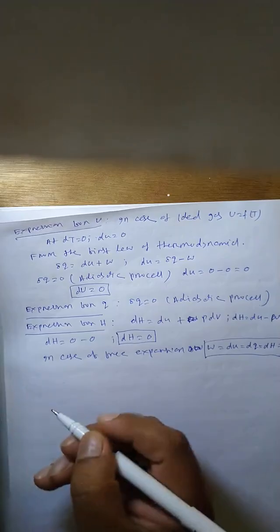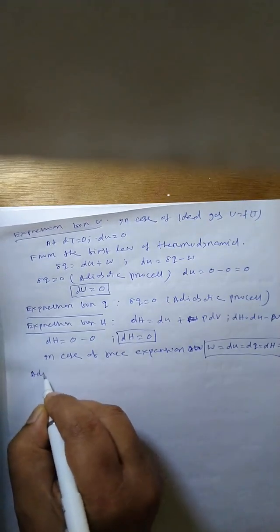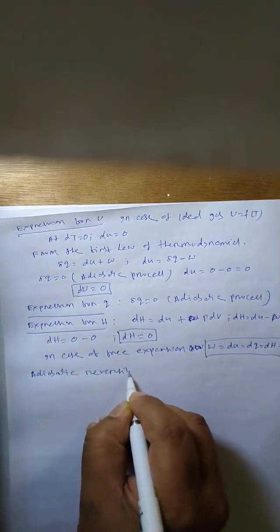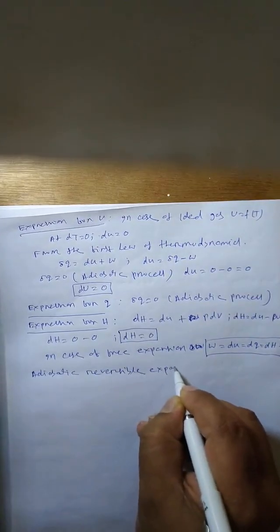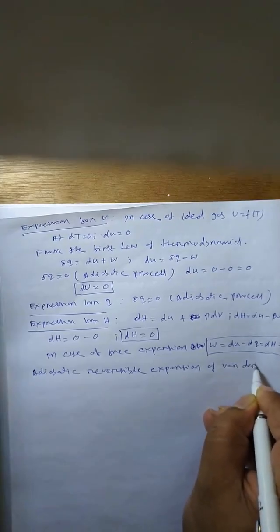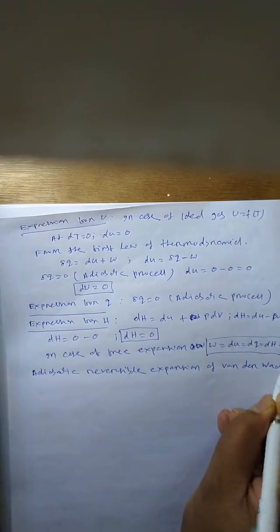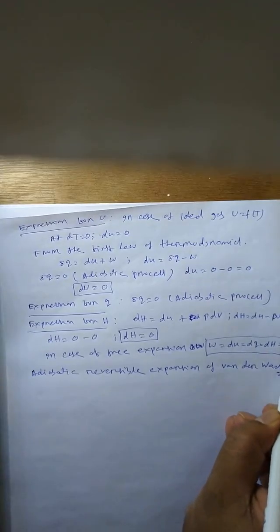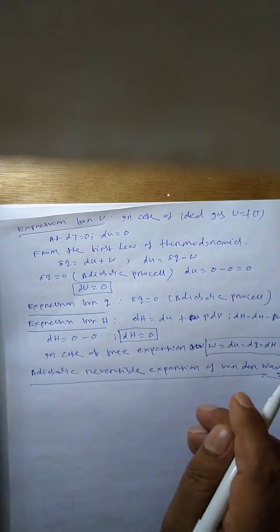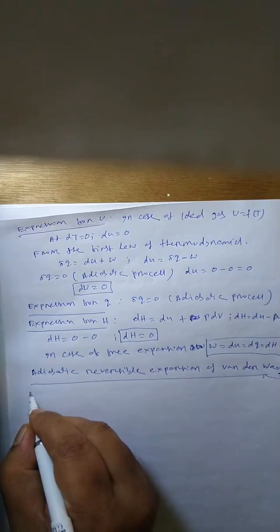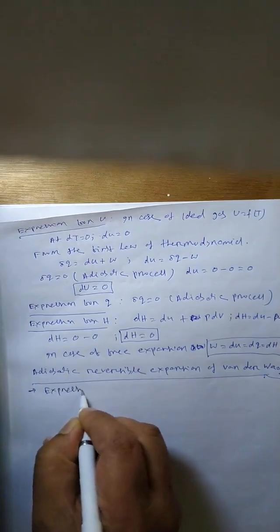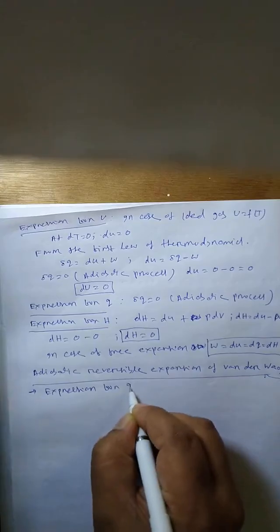adiabatic reversible expansion of van der Waals gas. Here we consider van der Waals gas. Ideal gas is over. So in the van der Waals gas, the expression for Q and W.